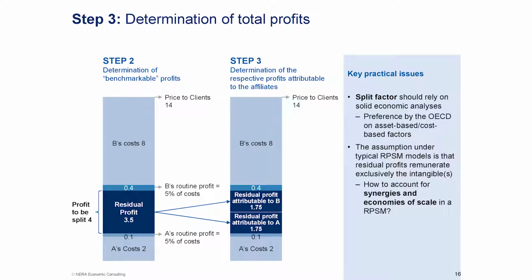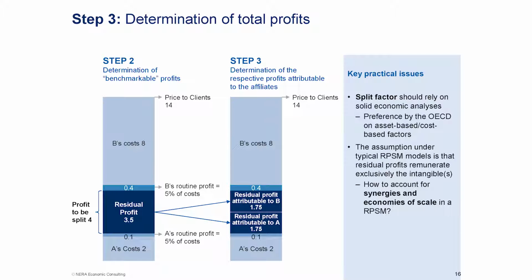Last but not least, step 3 on slide 16 involves the sharing of the residual profit. As Amanda has rightly described, this is not the easiest part. This is even the most difficult because you're splitting the unknown, I mean the residual profits that could not be attributable through benchmarkable functions. Here in the case at hand, we've made the assumption of a 50-50 split for the purpose of the case.